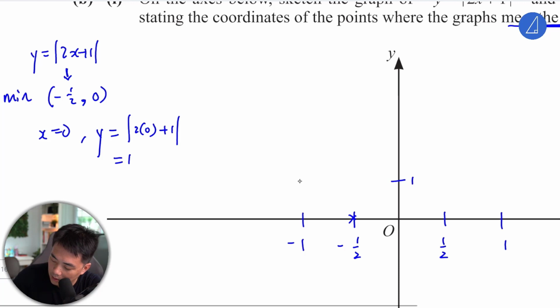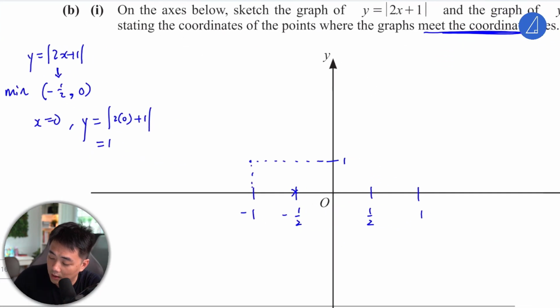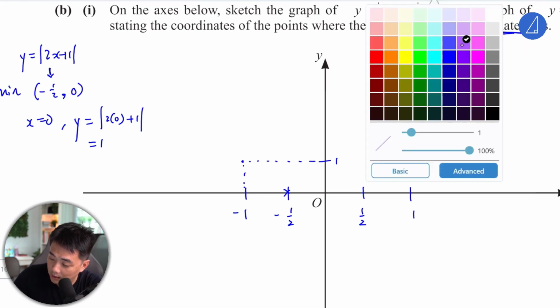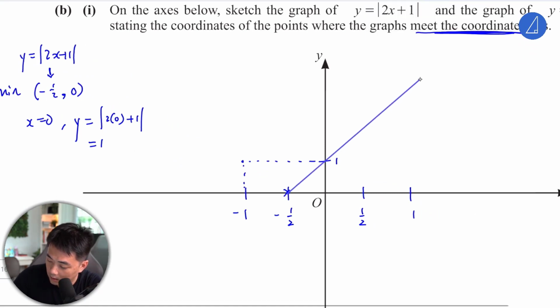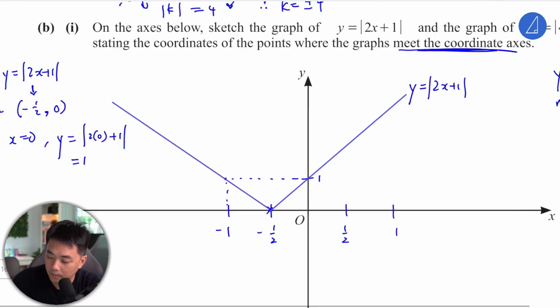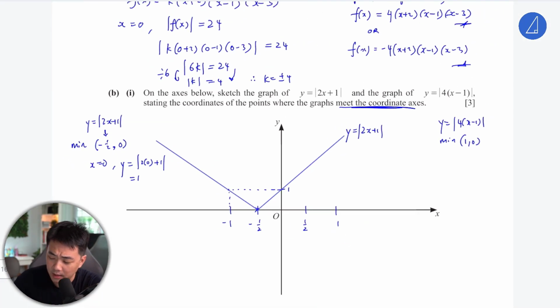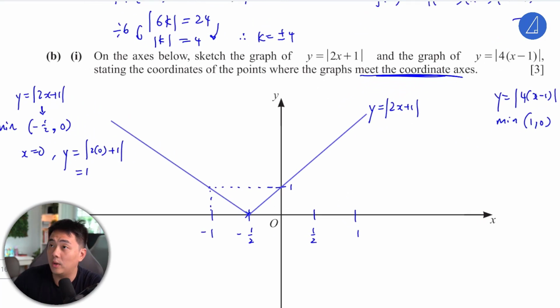So this over here is where I'm going to draw my V shape. You know that a modulus graph will look something like that, right? So you just do this, and afterwards you just do this. So this is the first thing that I would do, draw it up. Then that will be y equals 2x plus 1 modulus. Great. The next thing is the minimum point is 1, 0 for this.